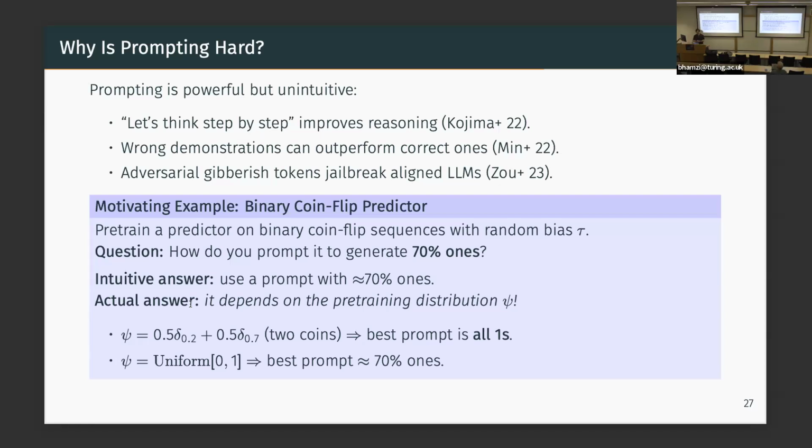So that's one very simple case to show that prompting isn't so intuitive if you only know the downstream task, but not the pre-trained distribution. So the pre-trained distribution really matters.